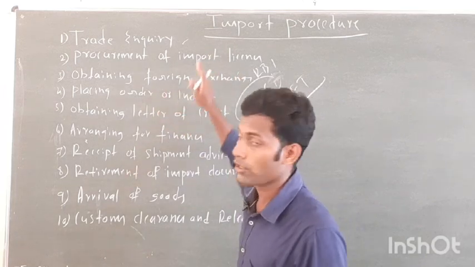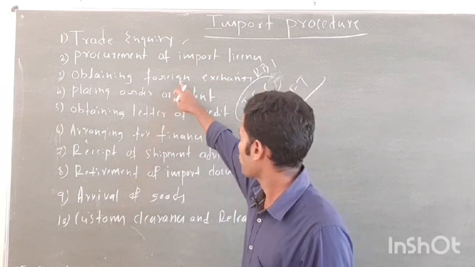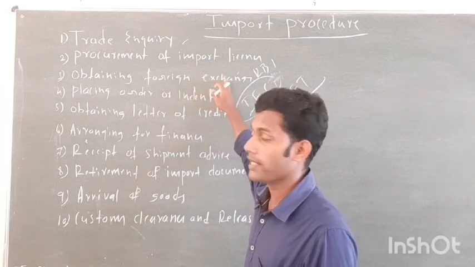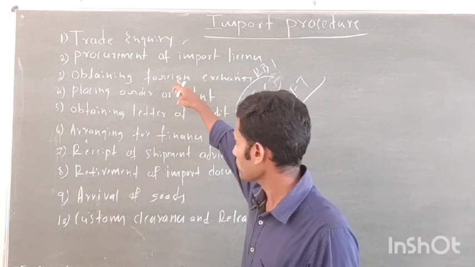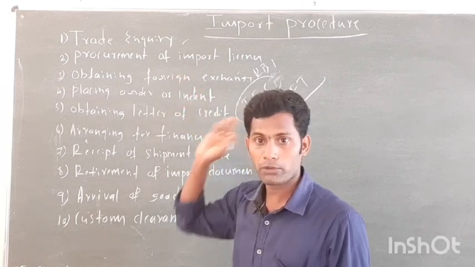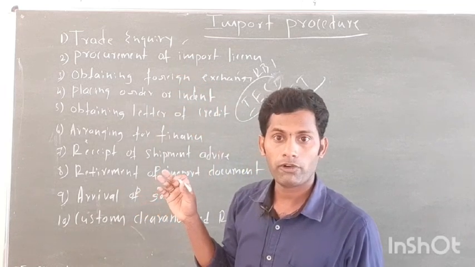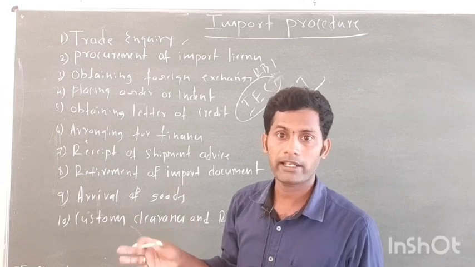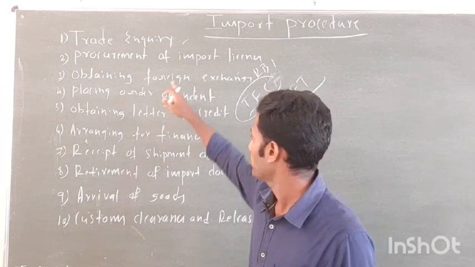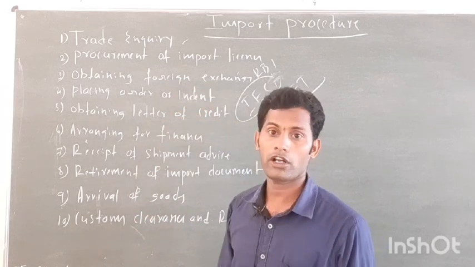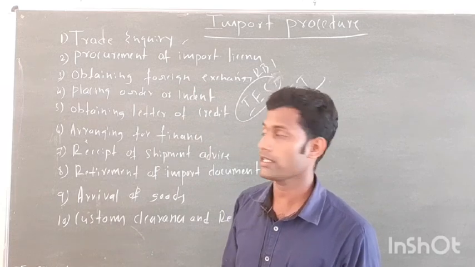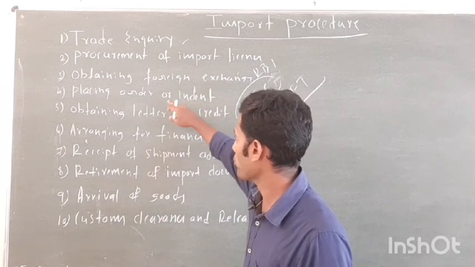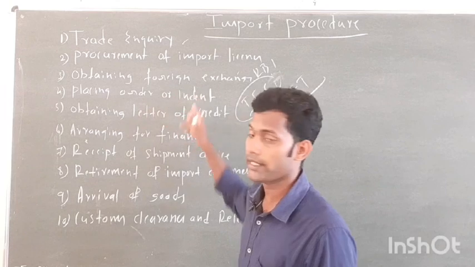Third procedure of import, obtaining or collecting foreign exchange. Now, the importer has to pay the rupee to the foreign exchange department of RBI, then RBI in return gives what we call dollar or forex or foreign exchange. That is the third step. Fourth one, placing order or indent.